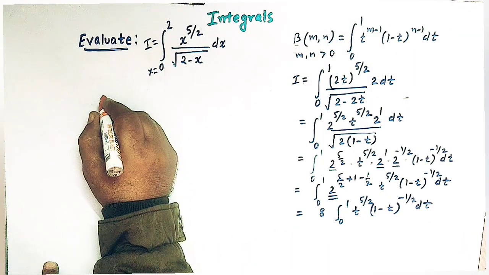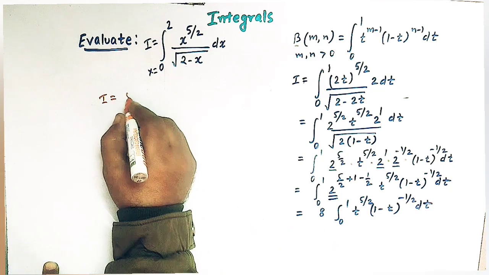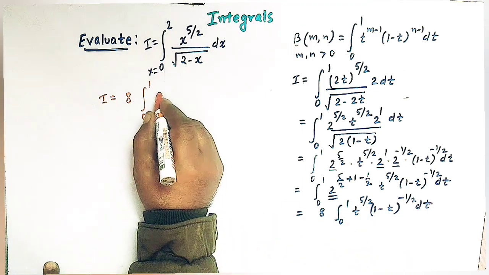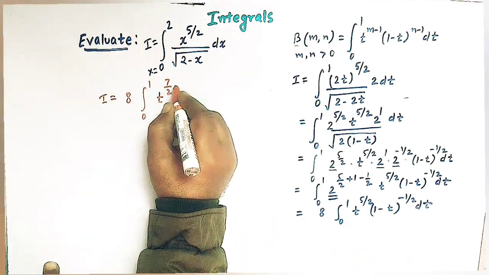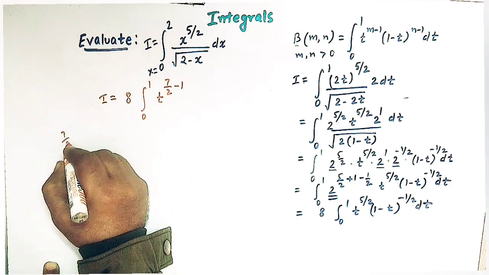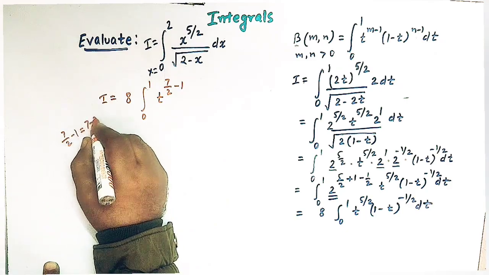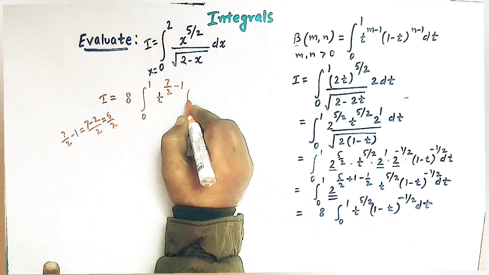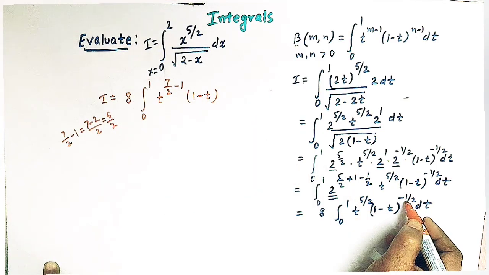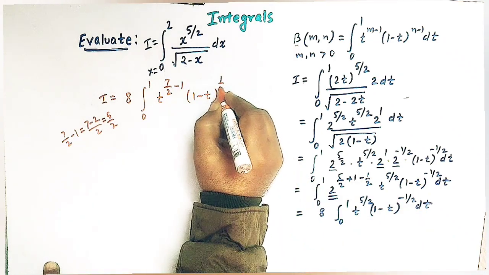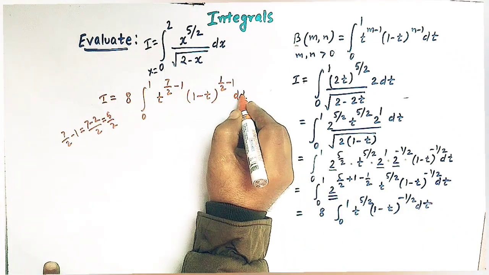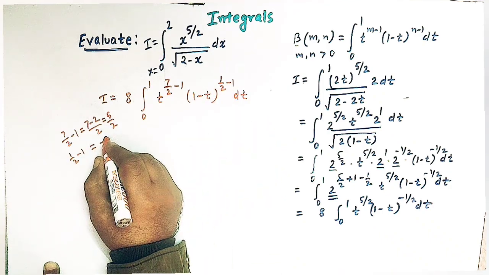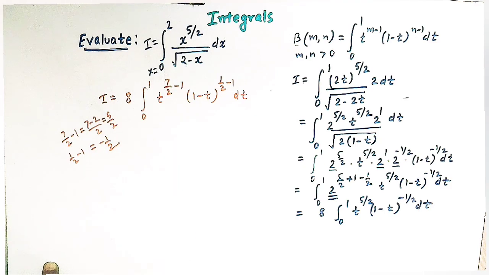So now let us write I is equal to 8 times the integral 0 to 1, and t raised to 5 over 2 can be written as 7 over 2 minus 1, because 7 over 2 minus 1 is equal to 7 minus 2 over 2, that is 5 over 2. And here we have 1 minus t raised to minus half, and minus half can be written as half minus 1, and here we have dt, because half minus 1 is equal to minus half, right?